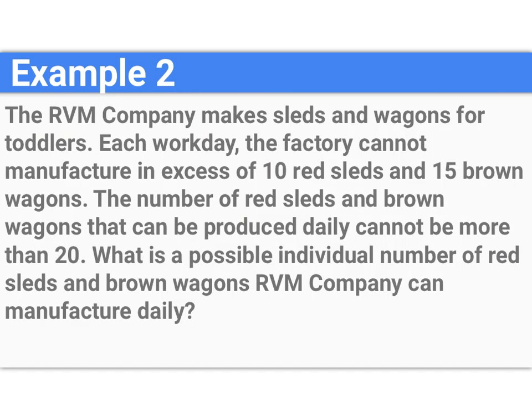Okay. All right. The RVM company, let's look at a real world example. They make sleds and wagons for toddlers, 10 red sleds and 15 brown wagons. The number of red and brown sleds that can be produced cannot be more than 20. So here we go. We've got 10 red and 15 brown. And then red plus brown cannot be more than 20, so less than or equal to 20.